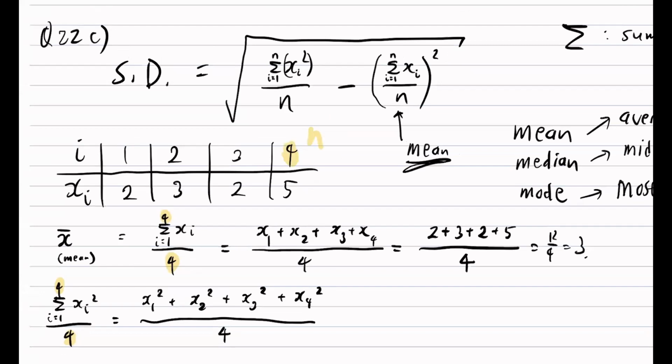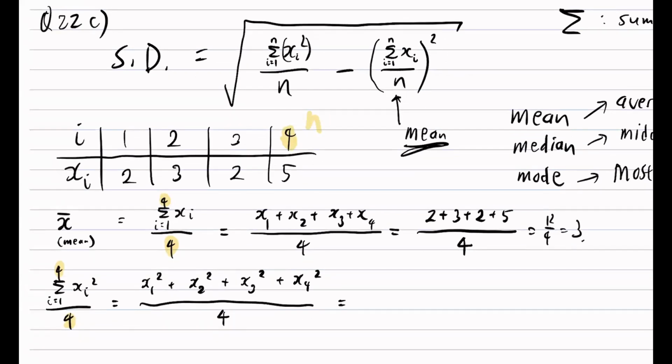Okay, let's see what this is. It will be 2 square plus 3 square plus 2 square plus 5 square divided by number of numbers, 4. Let's check with a calculator. What do we get? 42 over 4. 10.5. Okay. Then now we use the formula.